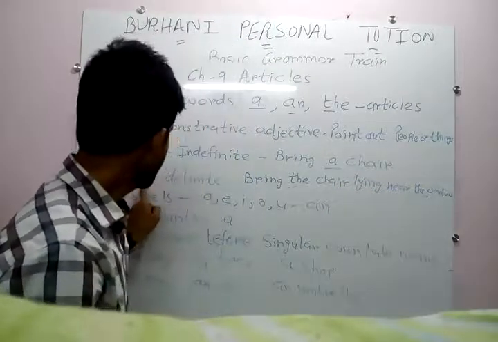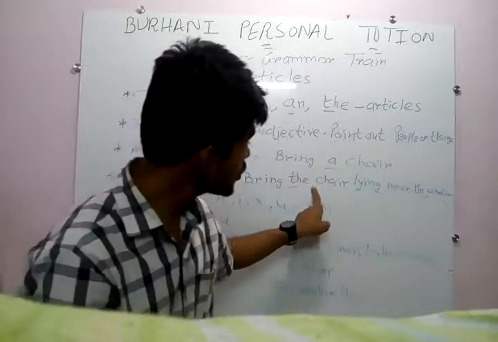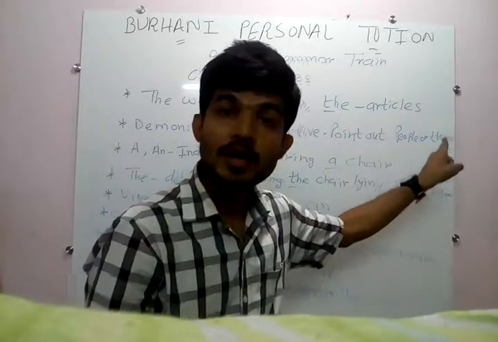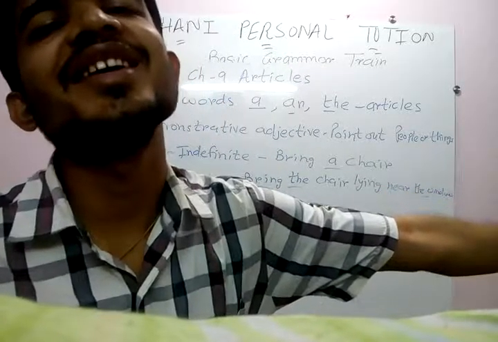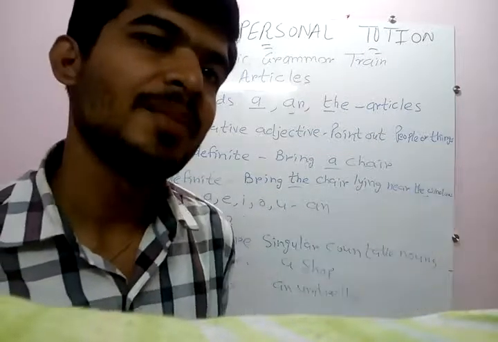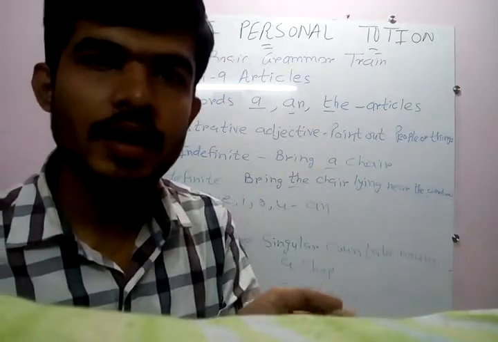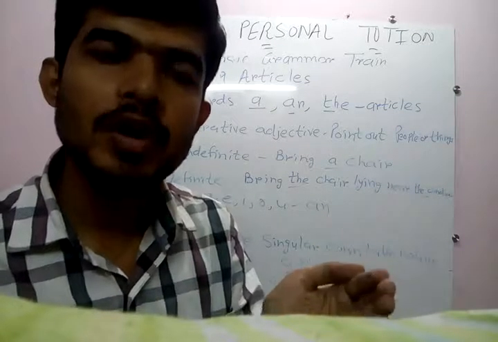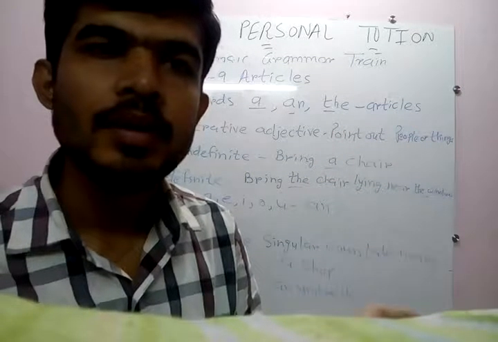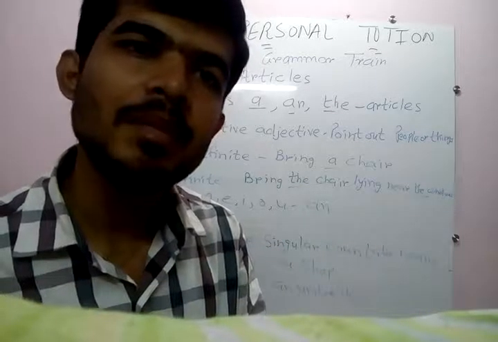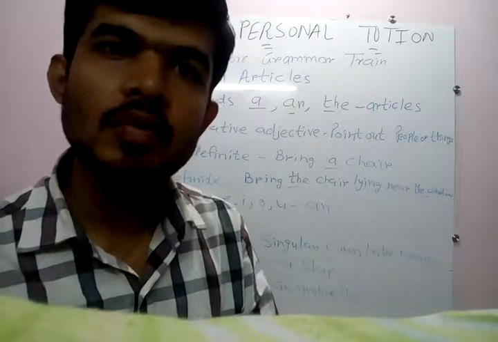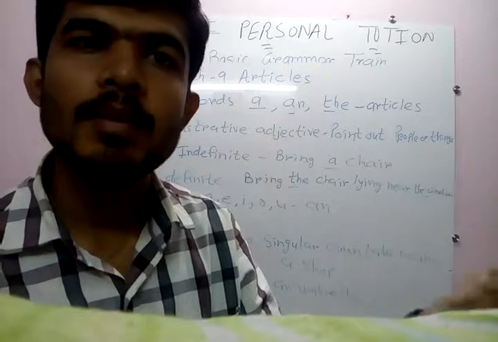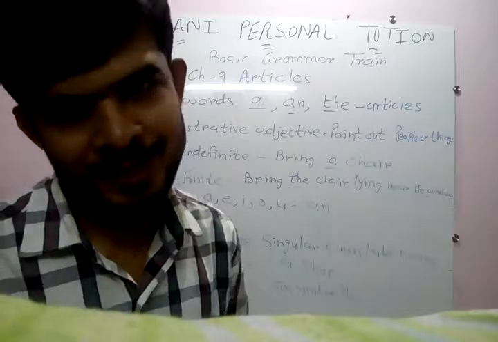While the is called definite. Bring the chair laying near the window. You bring that chair only which is laying near the window, not any other chair. Okay, so articles a and an are called indefinite because they are not saying exactly which thing. Give me a pen means any pen, ball pen, gel pen. Give me the pen laying on the table means only that pen laying on the table.